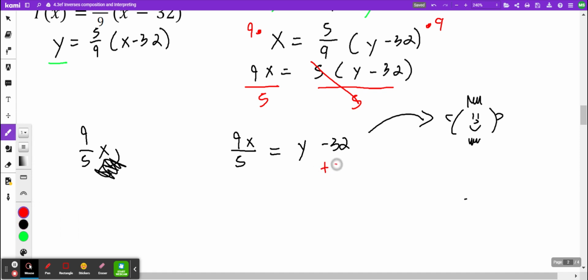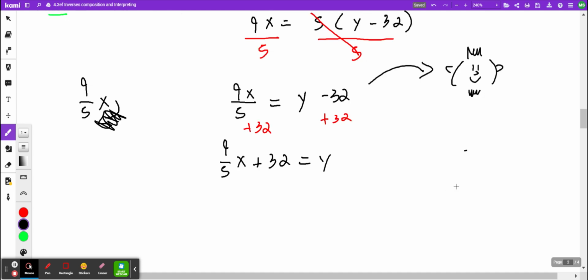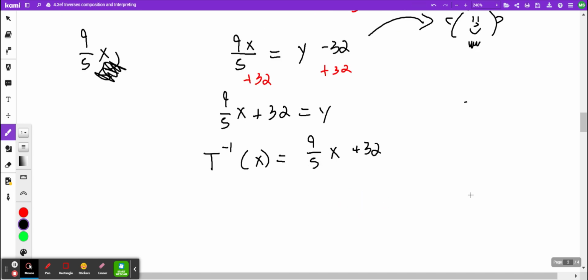I'm going to add 32 to both sides. And I should get 9/5 x plus 32 is equal to y. Well, now I can rewrite this and say, hey, the inverse of T of x is equal to 9/5 x plus 32. And what does this do?